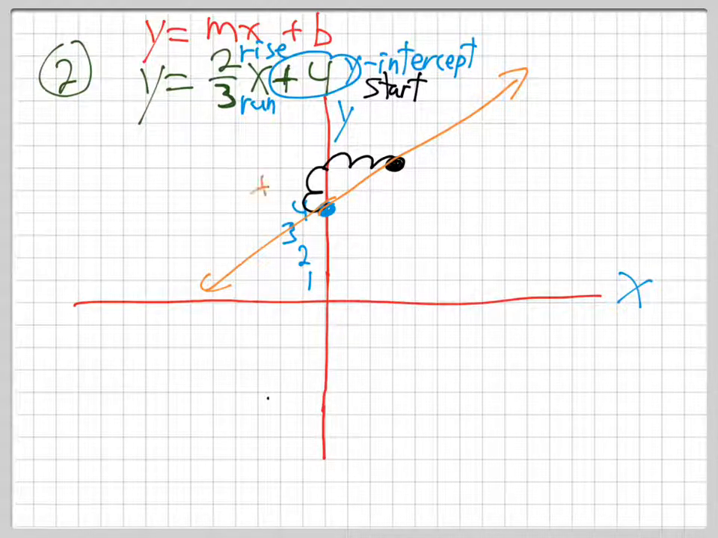So we rise 2, and go over 3. That's the run, like people run sideways on the ground. The rise is up, and the run is sideways. Up 2, over 3, connect the 2 dots. Okay, so I think you know that already. Let me change it now a little bit.